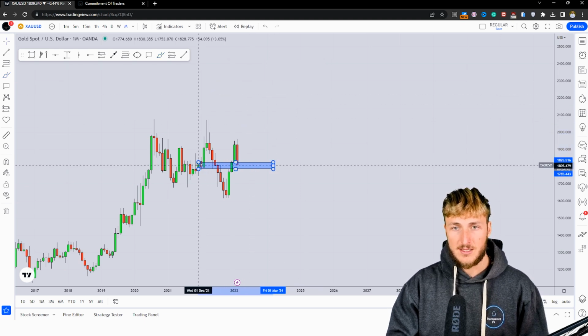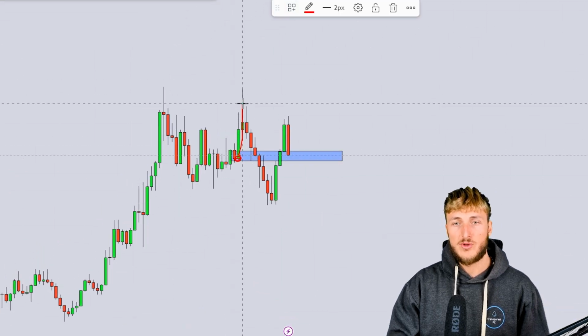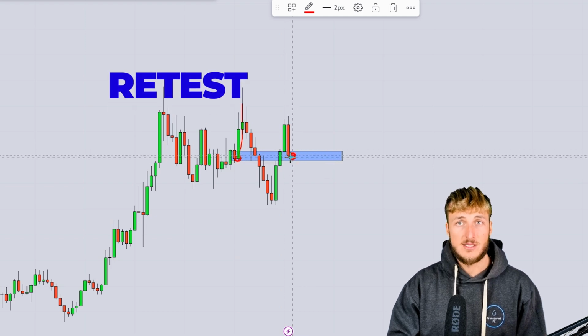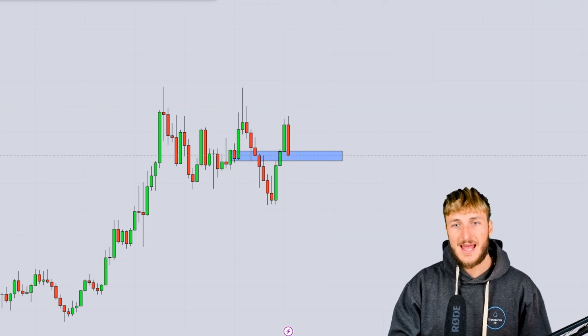Now, if we extend this zone to the left, we can see how exactly from here all this move to the upside was created. And as the market is currently testing exactly the same zone, there is definitely the possibility to see a potential move to the upside and rejection away from this area.